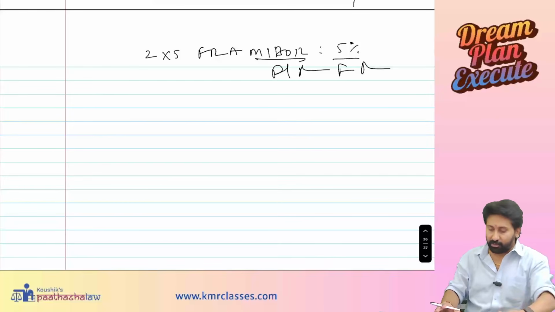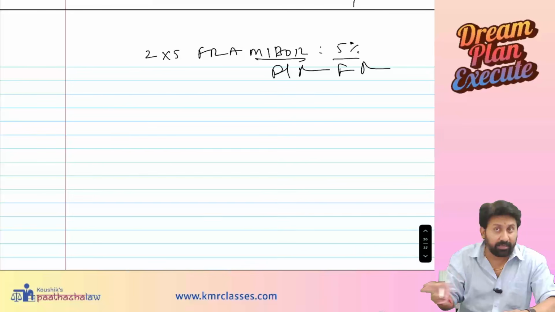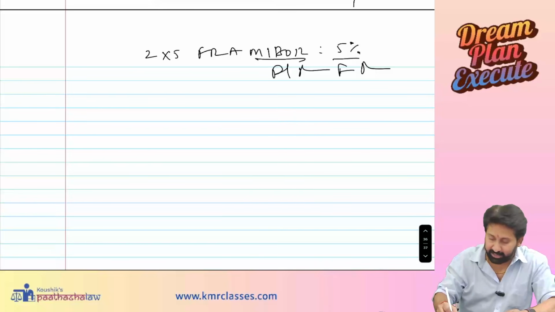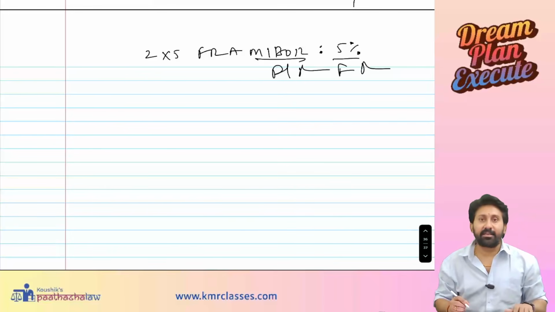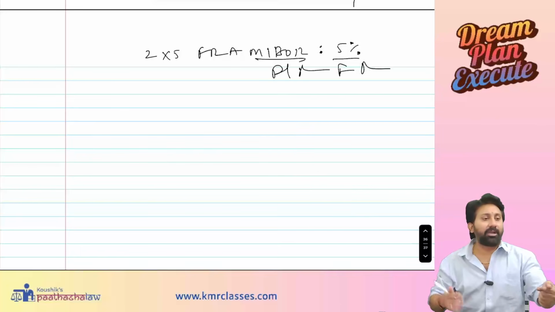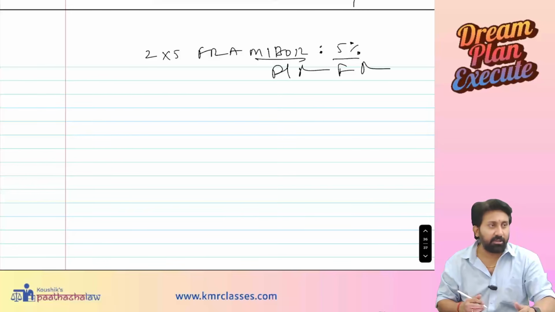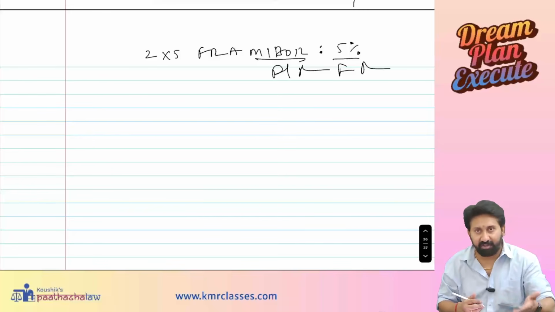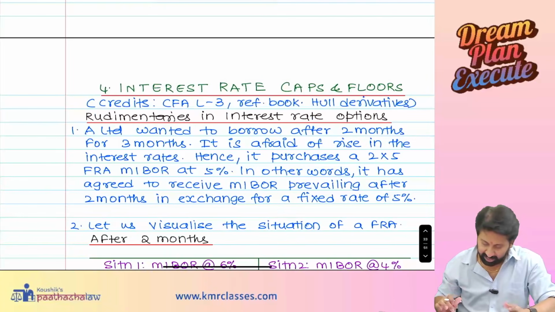Sorry, come back to the main story now. There is a company A Limited which wanted to borrow after 2 months for a period of 3 months, and entered into a 2/5 FRA on MIBOR, a buy contract on the FRA transaction, at the rate of 5%. Now the question is, MIBOR changes. Today MIBOR floating and fixed are matching at 5%. But at a later date, MIBOR will change. So what they will do, they said the following analysis.